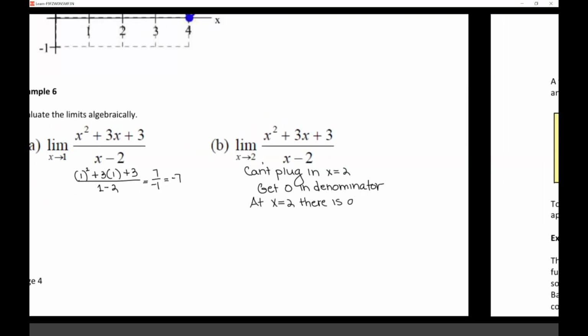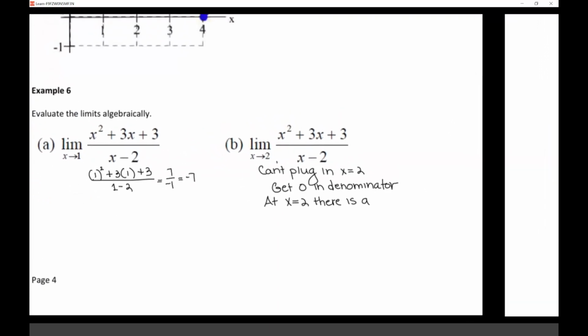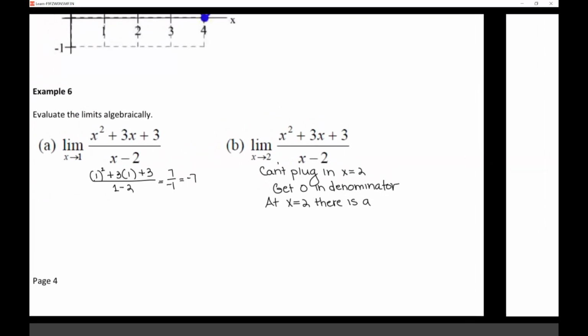What happens at x equals 2, folks? Anybody remember from Math 151? If there's a factor here in the denominator that's not shared in the numerator, anybody remember what they give you? Vertical asymptotes. So there's a vertical asymptote there.